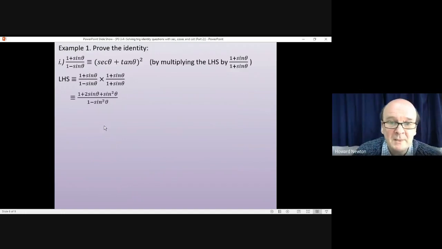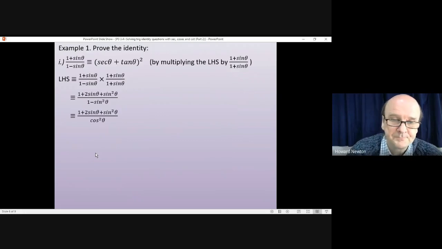Now, if we multiply that out, on the top, we'll get 1 plus 2 sine theta plus sine squared theta. And on the bottom, we get the difference of 2 squares. It's 1 squared minus sine squared. Now 1 squared is just equal to 1. The reason why this is a useful thing to do in this question is we have an identity. 1 minus sine squared, that's identical to cos squared. So we can change the denominator to cos squared theta.